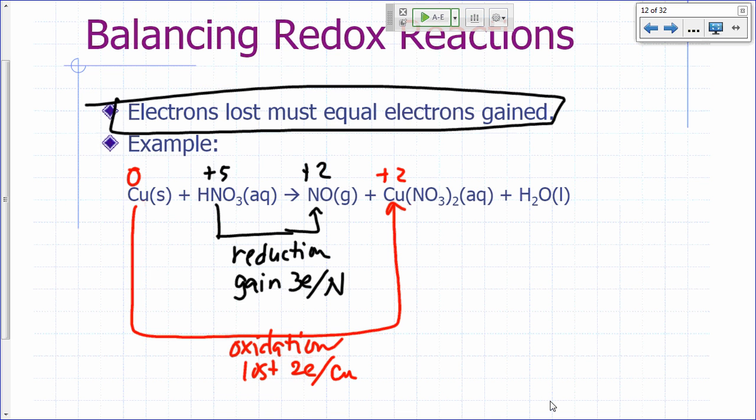All right, so since electrons lost must be equal to electrons gained, what that tells us is every time we get one of these, we're gaining 3 electrons. We have to be losing 3 electrons somewhere also, but this one only gives you 2 electrons. What should we do to balance electrons lost and gained?